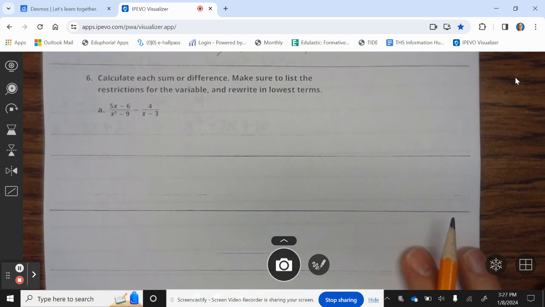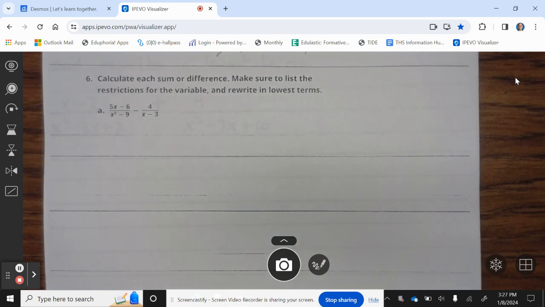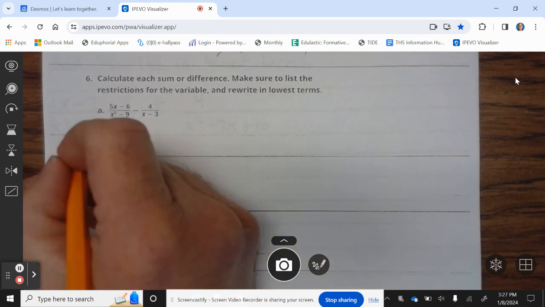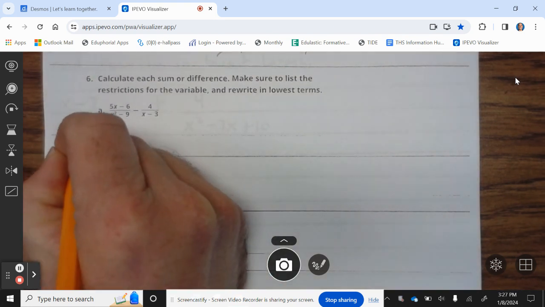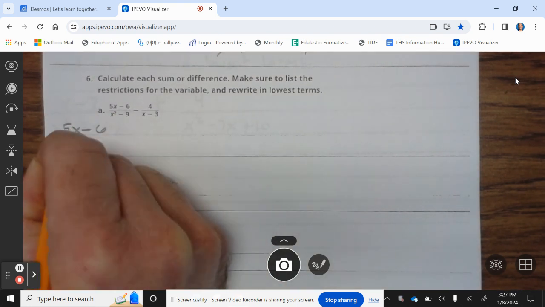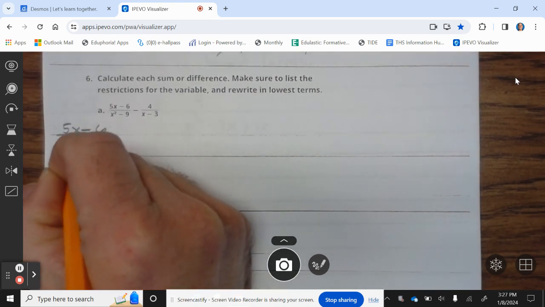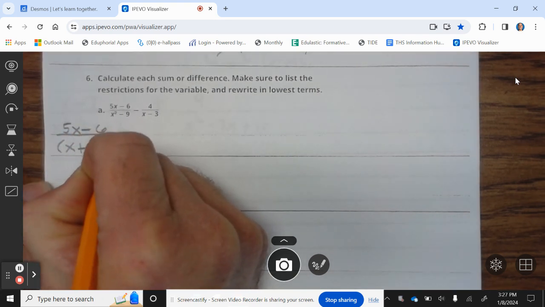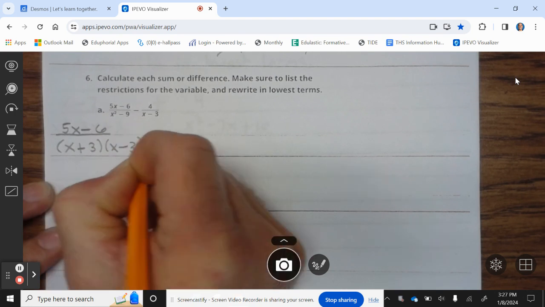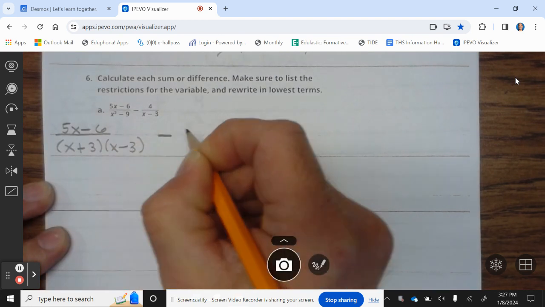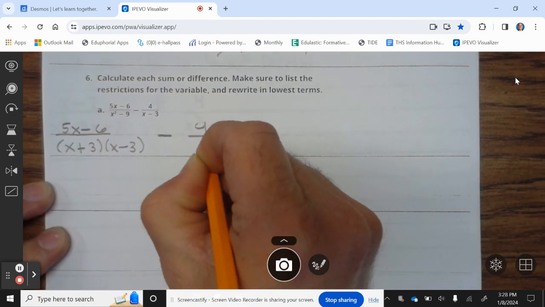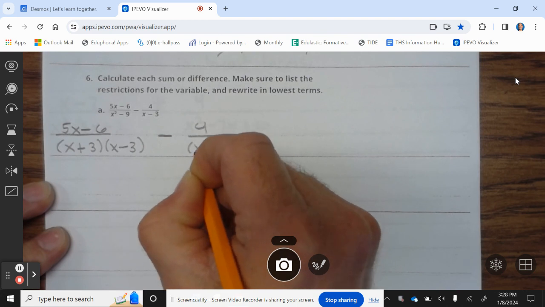And let's take a look at number 6. Calculate each sum or difference. Make sure to list the restrictions for the variables and rewrite in lowest terms. Okay, so we have 5x minus 6 divided by, we can factor x squared minus 9 because it's the difference of squares, so that's x plus 3, x minus 3, minus 4 divided by x minus 3.